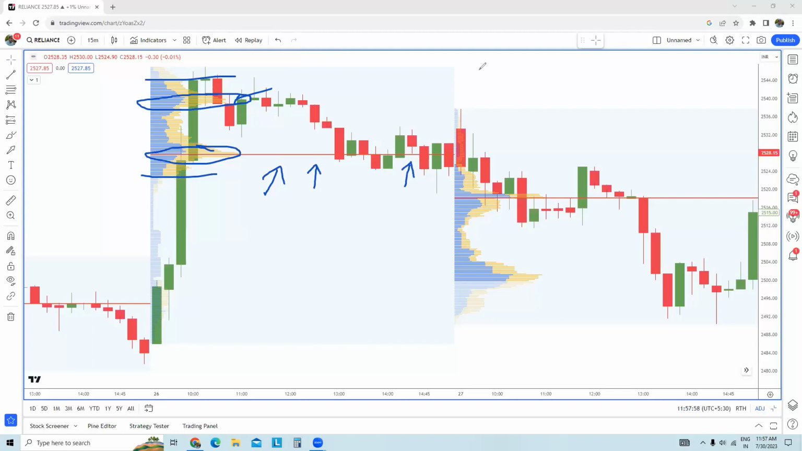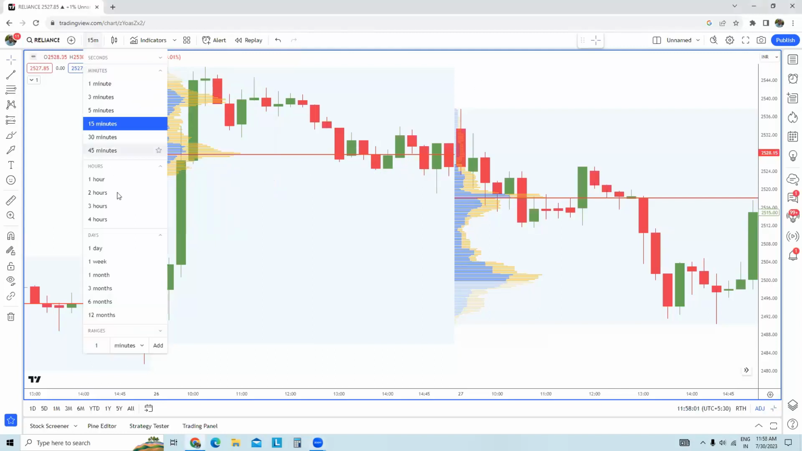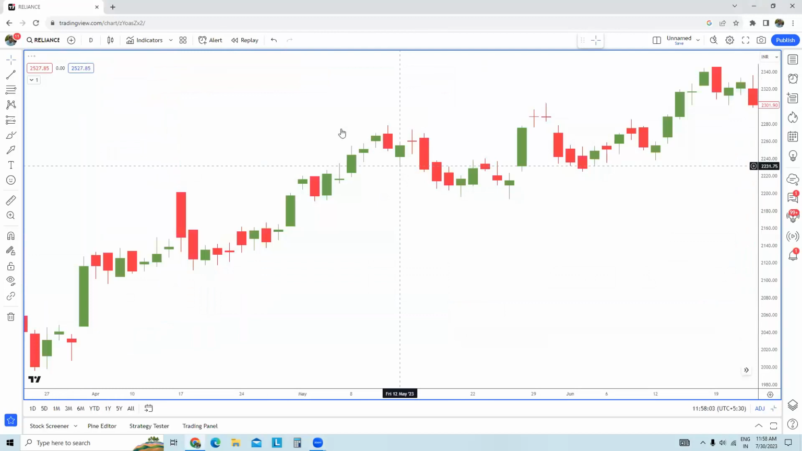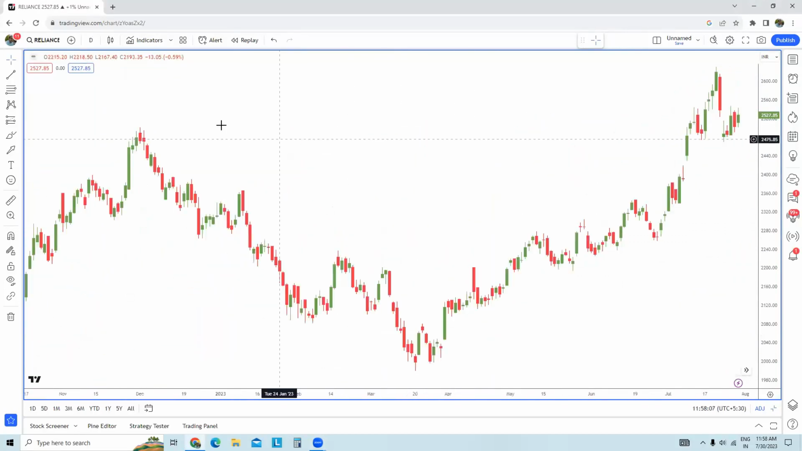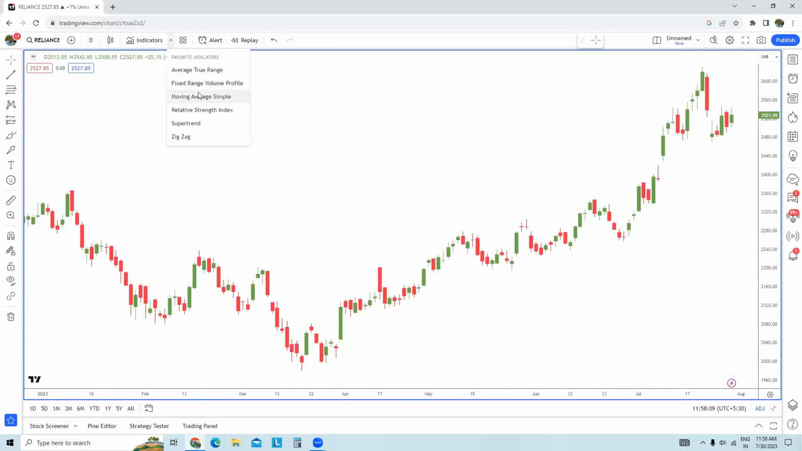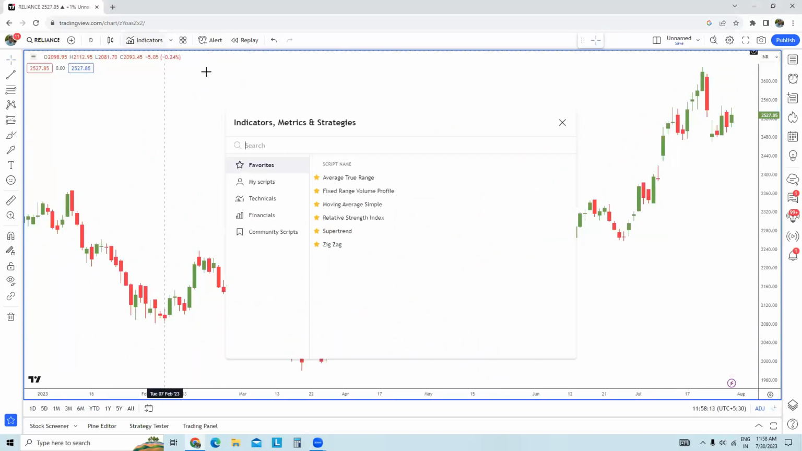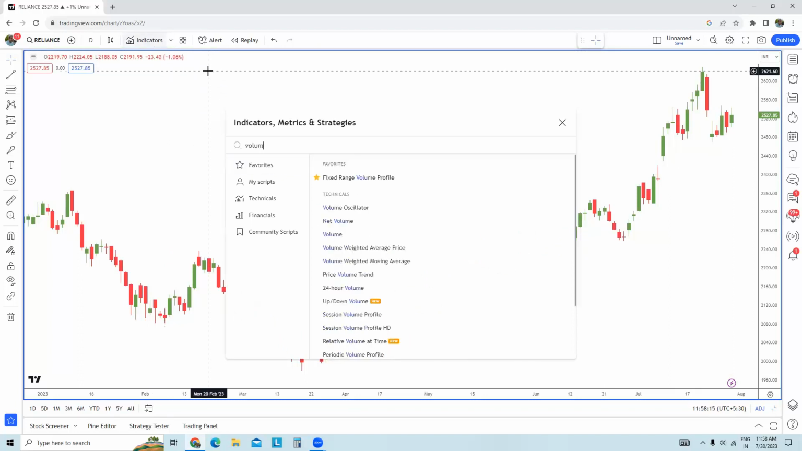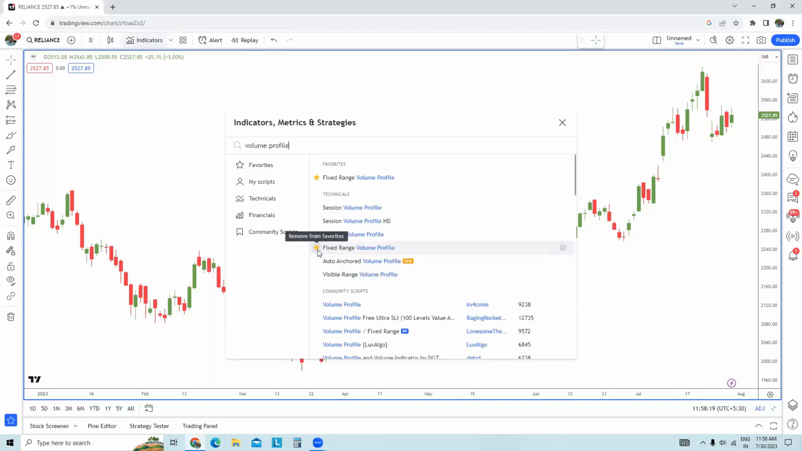All right. Now let's look at it from the perspective of how I use volume profile. What I use is fixed range volume profile. That is why I have already added it over here in my favorite indicators. If you have not added it, you can just go to this particular tab of volume profile and click this particular star over here and you will be able to add it.